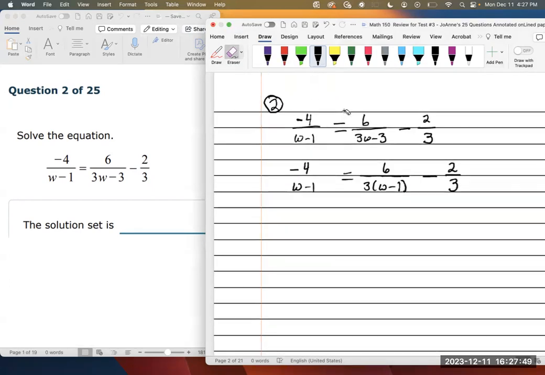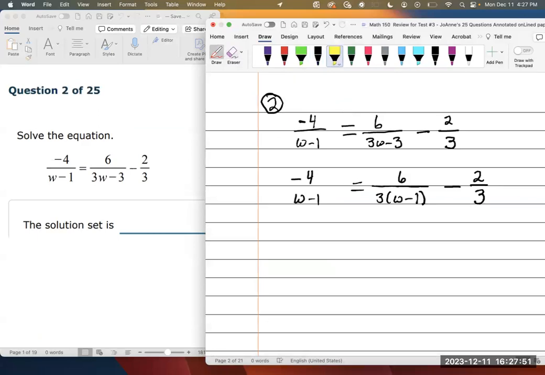And then notice, after you factor, I'm looking for a common denominator. In my denominators here, I have a w minus 1, I have a 3 times w minus 1, and I have a 3. So the smallest common denominator that I can have is a 3 times w minus 1.